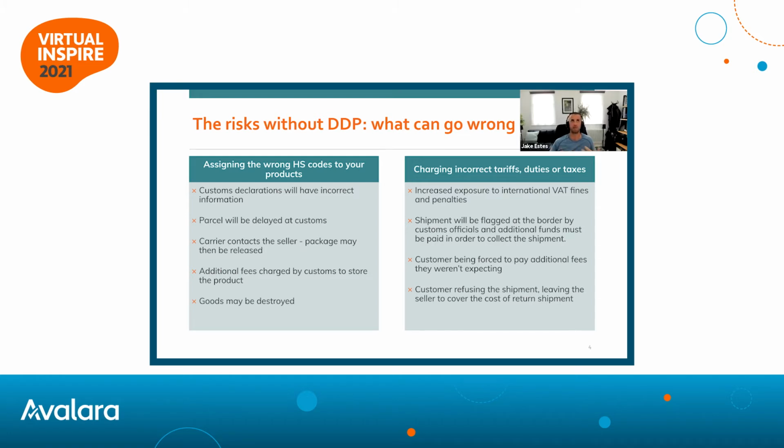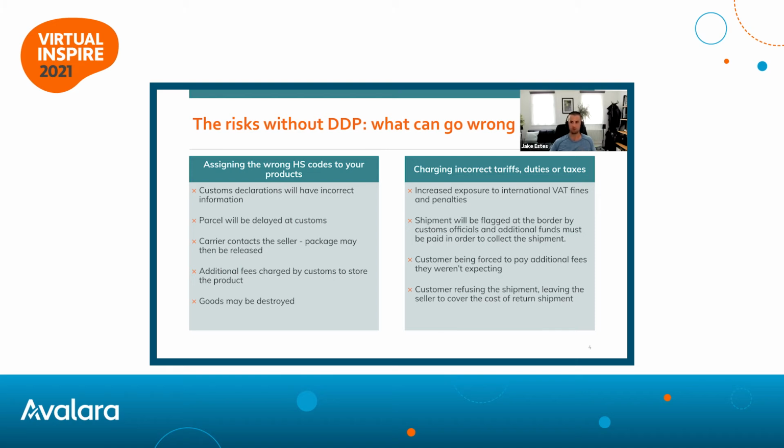In addition to the paperwork and the compliance, without the right codes, they also won't be charging the right tax. So as I mentioned in the previous box, it's increased exposure to VAT, fines and penalties, interest, things like that. It all compounds on top of each other when you get it wrong.